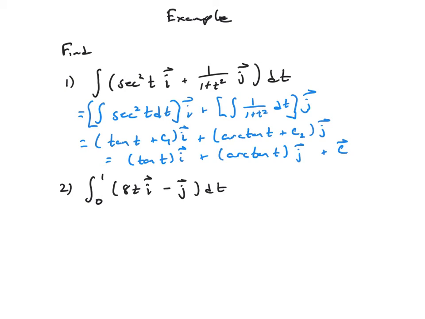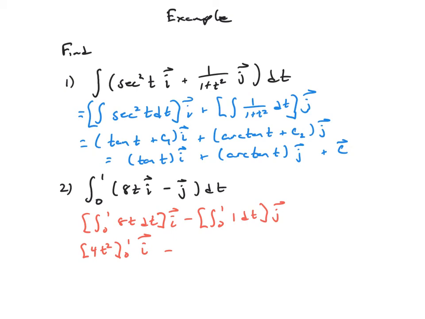Now, if I want to take the definite integral here, I know this is going to equal the definite integral from 0 to 1 of 8t dt times i, minus the definite integral from 0 to 1 of the coefficient on j, which is 1, dt times j. The antiderivative of 8t is 4t squared. So that is 4t squared going from 0 to 1 times vector i, minus the antiderivative of 1 dt, which is t, going from 0 to 1 times vector j.